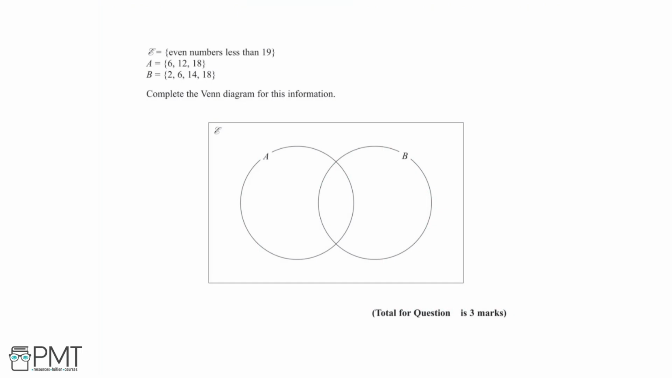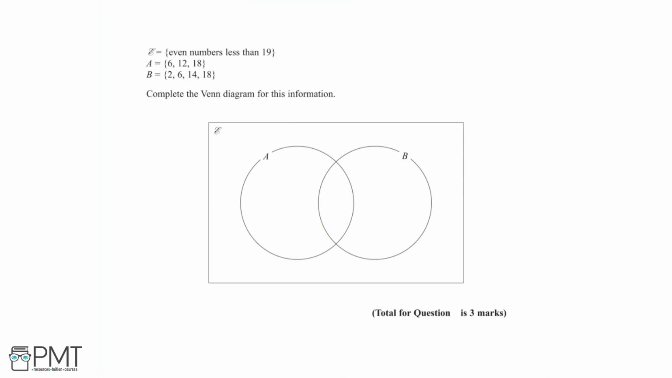In this question, we're given a set of numbers and asked to complete the Venn diagram for this information. We're told that the universal set consists of all even numbers less than 19. In set A, we have the numbers 6, 12, and 18, and in set B, we have the numbers 2, 6, 14, and 18. Let's start by finding the numbers that fall within the intersection of A and B.